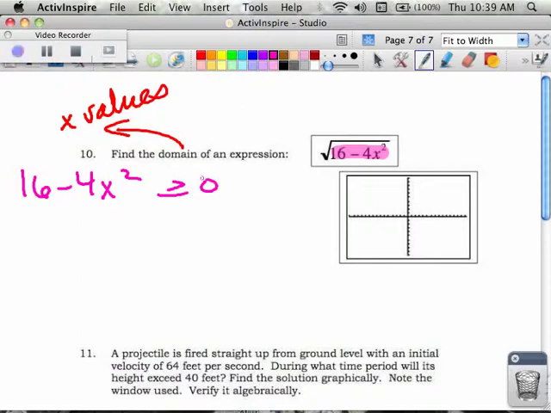Oh, this looks familiar. All the junk's on one side. There's a 0 on the other side. There's an inequality. What should I do next? Factor. Good job. You're gonna find out there are a lot of F words in this class. What the 4? There's a 4 in there. See?